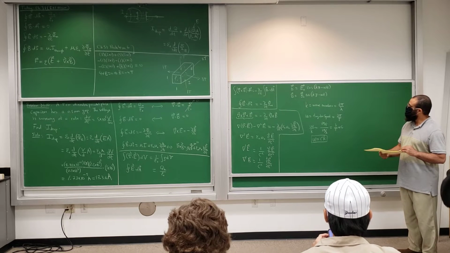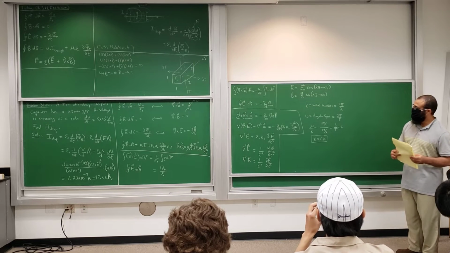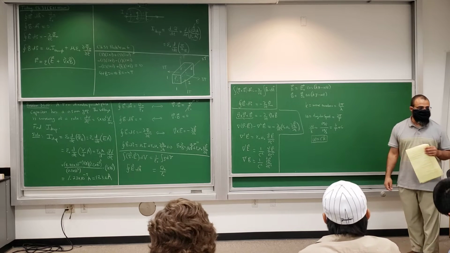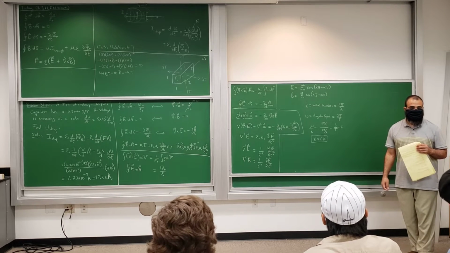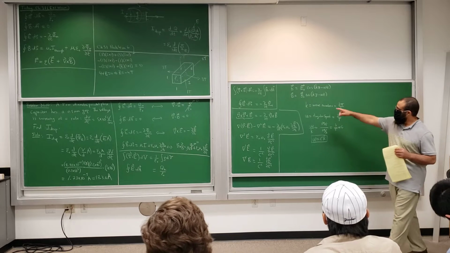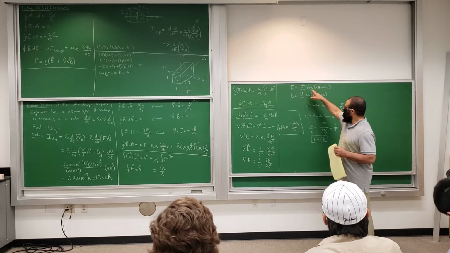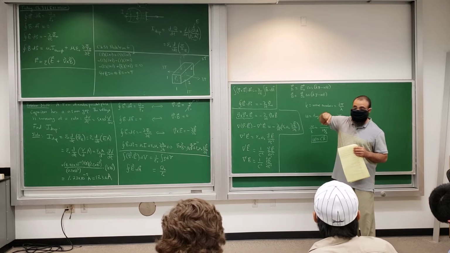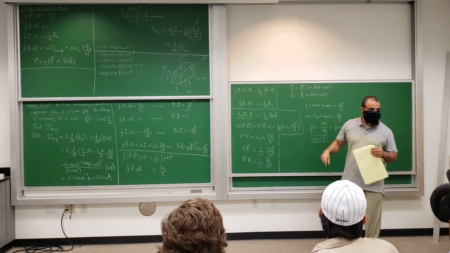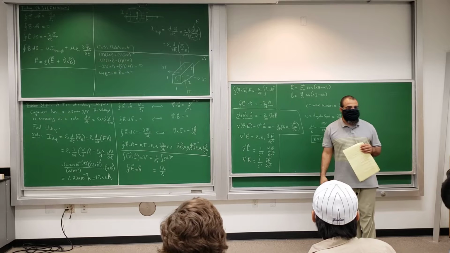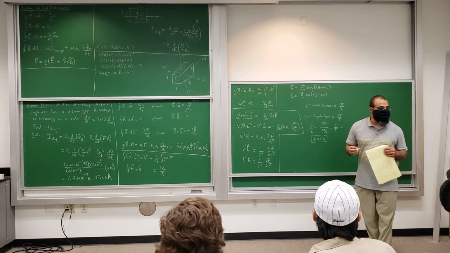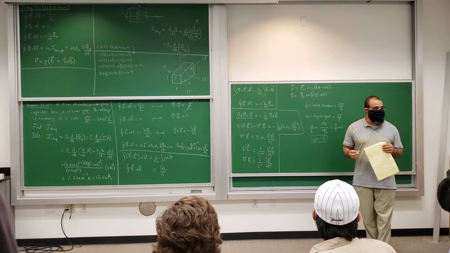Okay. Now, if you go back to the divergence of E and divergence of B being 0, you will see that E and B cannot have a z component. They depend on z, but they do not have a z component. For the sake of time, I'm probably not going to go over that.